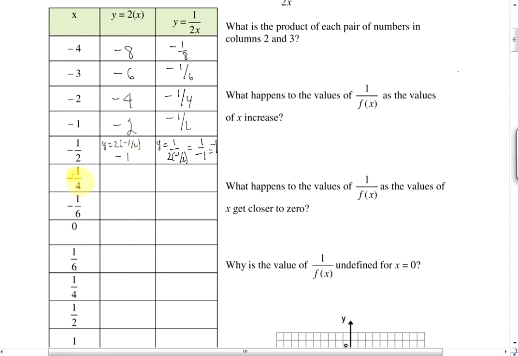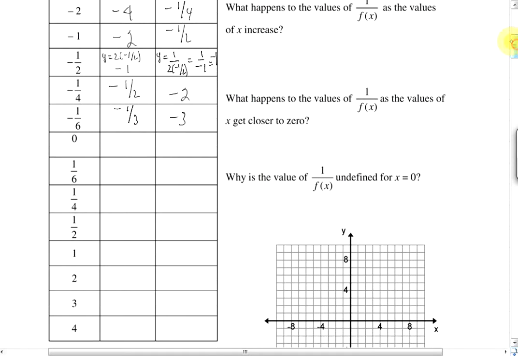Okay, let's plug in -1/4. We get -1 over 2 and -2. -1/6, we get 1 over 3 and -3. And then when we plug in 0, 2 times 0 is 0, and 1 over 2 times 0 is 1 over 0, which is undefined.